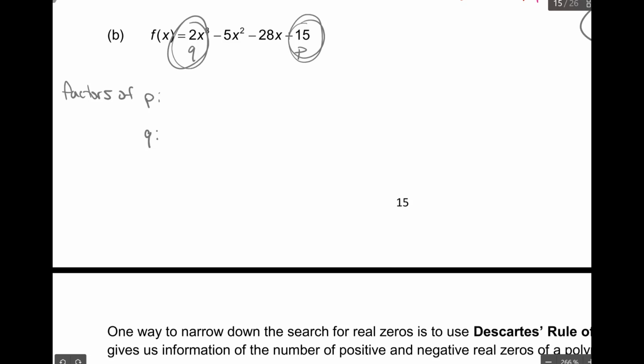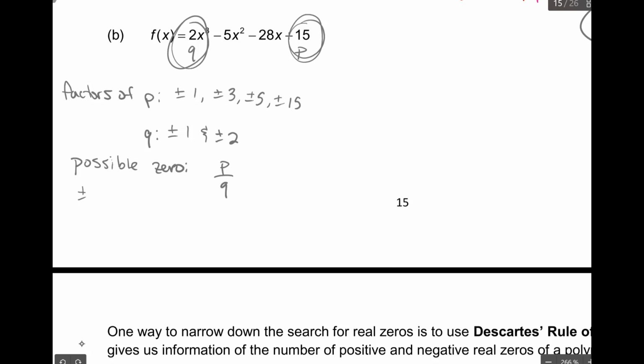So factors of Q are going to be ±1 and ±2. Factors of P, 15, well, I have ±1, ±3, ±5, ±15. Cool. So the possible zeros are going to be P divided by Q. So we can go ahead and list them out.